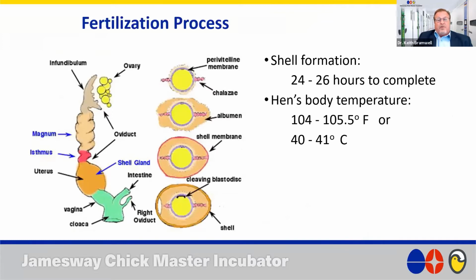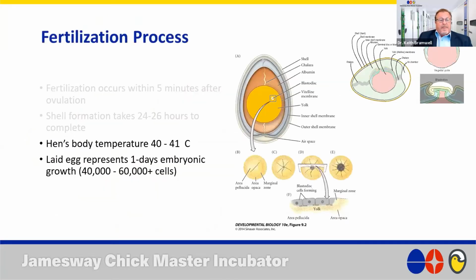So we have a 24 to 26 hour period. Hen's body temperature is 104 to 105.5 Fahrenheit, 40 to 41 Celsius. So obviously that is a temperature warm enough that the newly fertilized egg will be developing. The whole time that egg is passing down the reproductive tract, we have cellular development. A laid egg may represent 40 to 60,000 cells. Some variables in there as well.